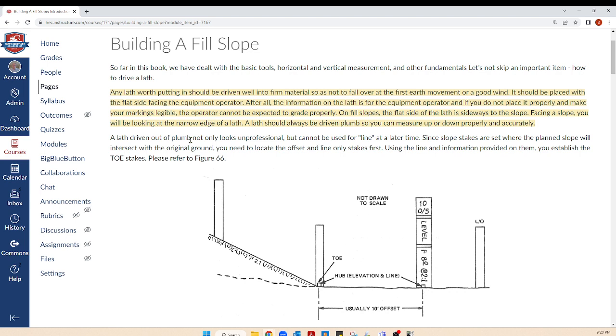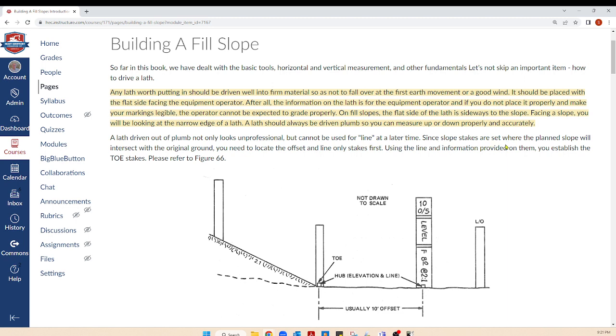A lath driven out of plumb, we talked about driving it in right. So a lath driven out of plumb not only looks unprofessional, but cannot be used for line at a later time. In other words, if this stake's leaning one way or the other, you can't line up on it, nor can you use any elevation markings, because if this stake tilts over, your elevation is going to be off. Especially if you're using a crow's foot instead of a hub, it's going to be off a little bit. So it needs to be plumb. For those that don't know what plumb means, that means straight up and down.